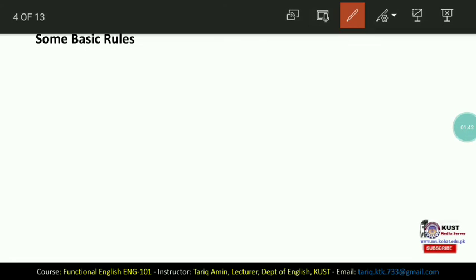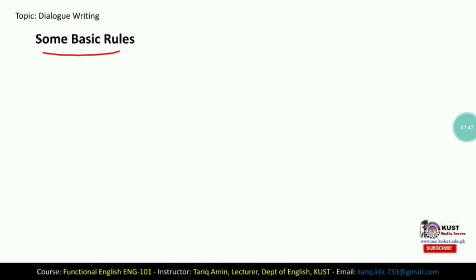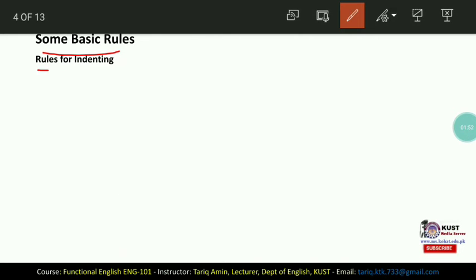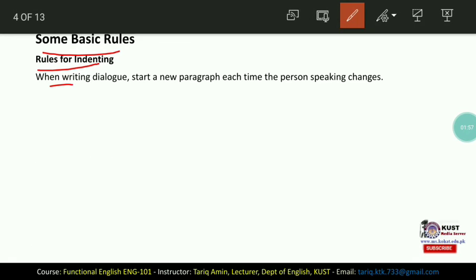Now there are some basic rules that you should follow when you write dialogue. The first rule is rules for indenting. Whenever you write dialogue, start a new paragraph each time the person speaking changes. For example, there are two persons who communicate with one another. When one person starts speaking, you should write his turn from a new paragraph.